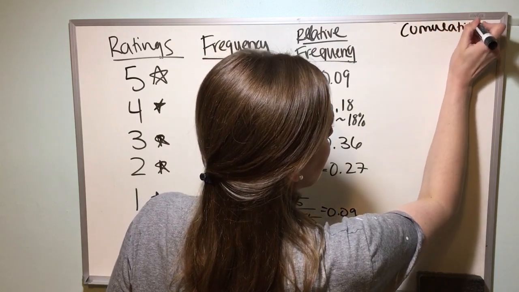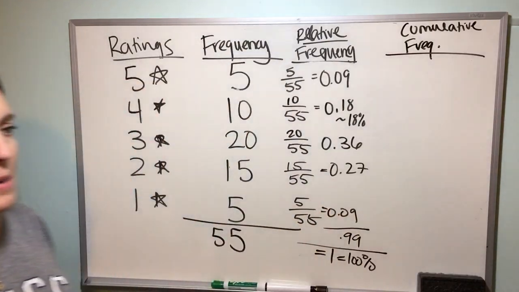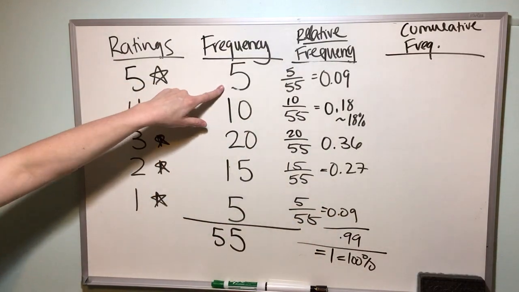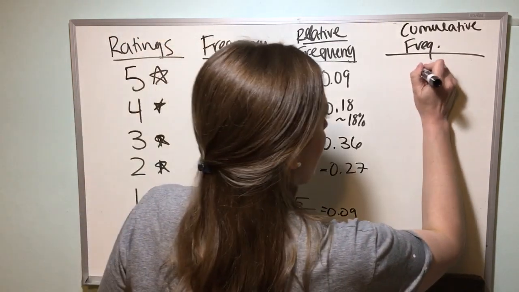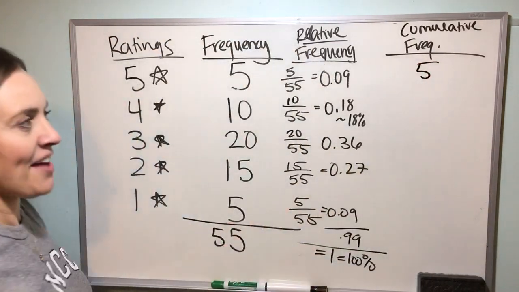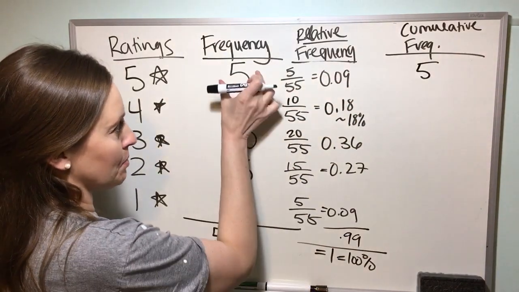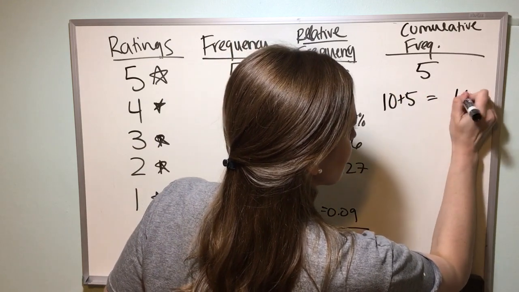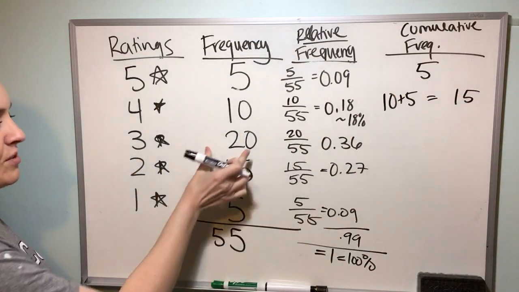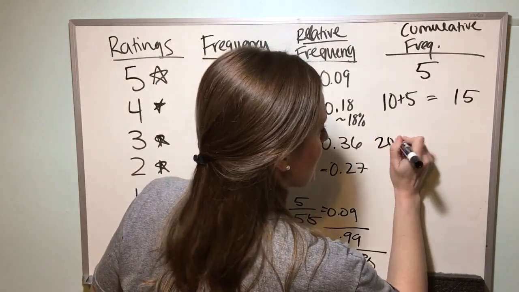Cumulative frequency. That means we'll start with 5. Okay, so this frequency here is 5. We have 5 movies that are 5-star. We're going to add them up as we go down the list. So the next line, we would say this plus this. We would say 10 plus 5, which is 15. Okay, and the next one, we would say 20 plus 10 plus 5. We're just adding them all together.